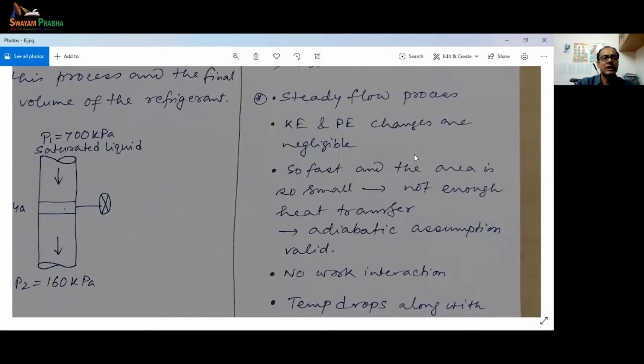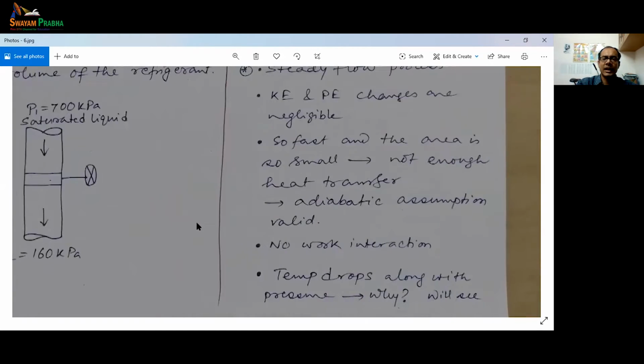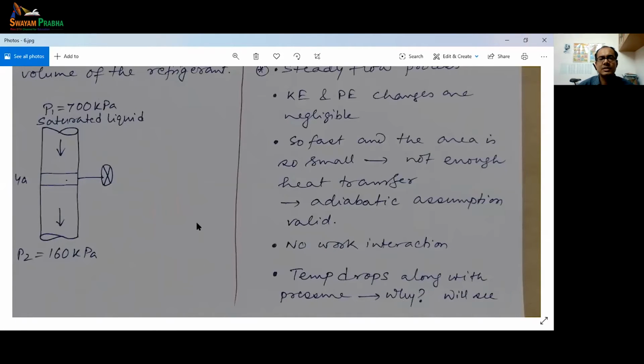Okay, and the potential energy also does not change. And this process is flow through a narrow restriction, right? So it is so fast and the area is so small that the fluid cannot have enough heat transfer. So we can also put the adiabatic assumption. Whenever a process is very fast, heat transfer time is small and the area is also very small. So it does not have either time or enough area. So that is why heat transfer will be very minimal and we can assume it to be an adiabatic process.